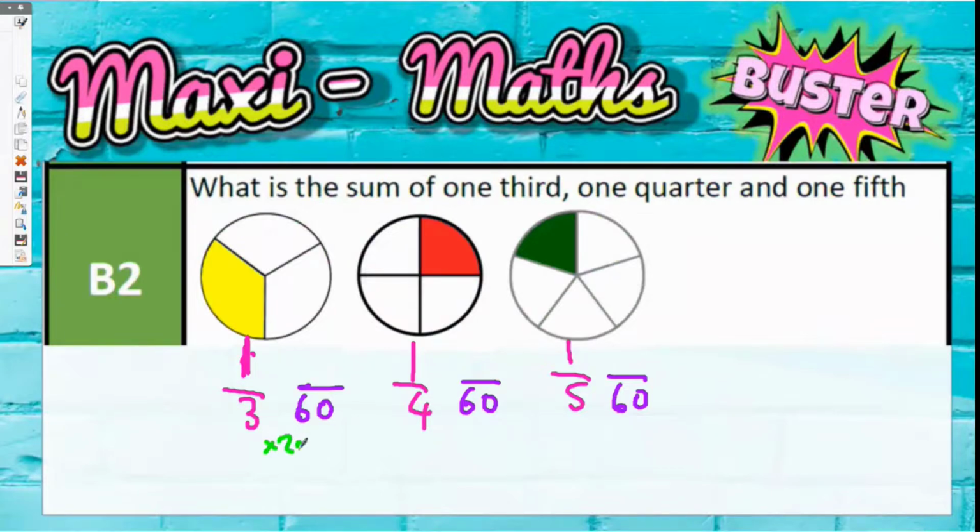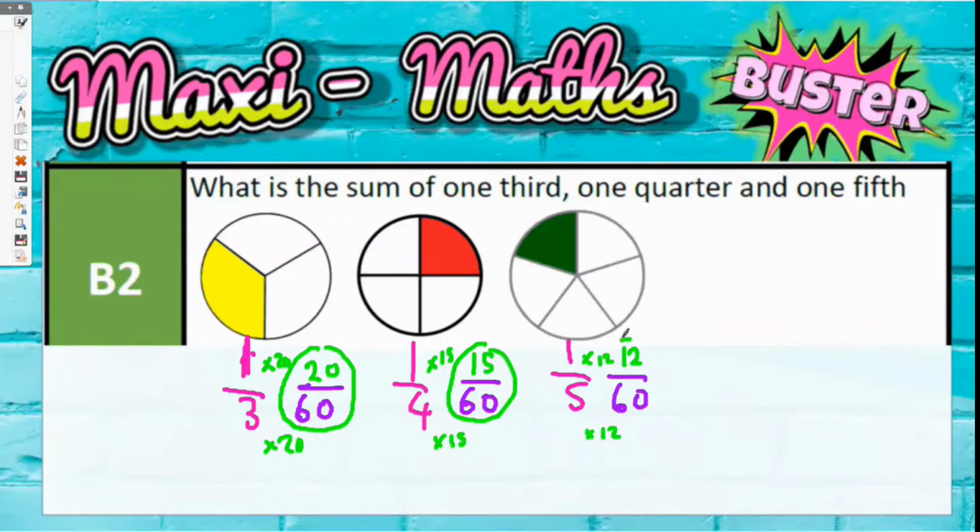So 3 times 20 is 60. So I do the same to the top. 1 times 20 is 20. So that one becomes 20 60ths. 4 times 15 is 60. So 1 times 15 is 15. So a quarter is 15 60ths. And 5 times 12 is 60. So 1 times 12 is 12. So that becomes 12 60ths.